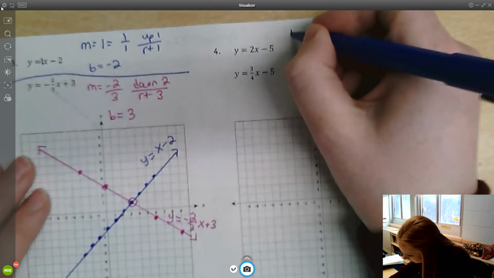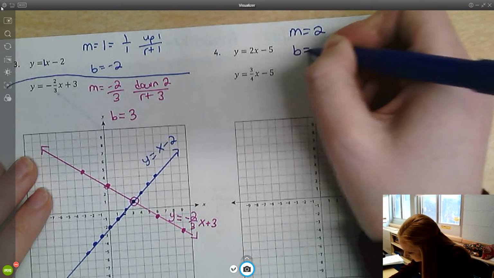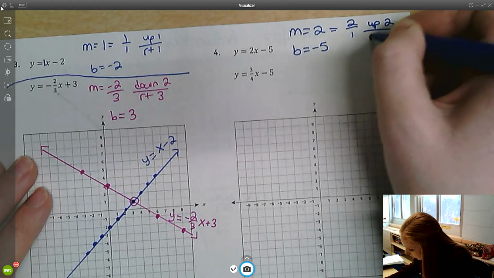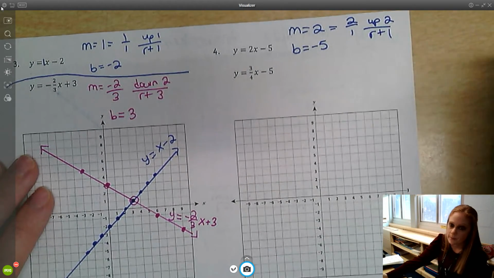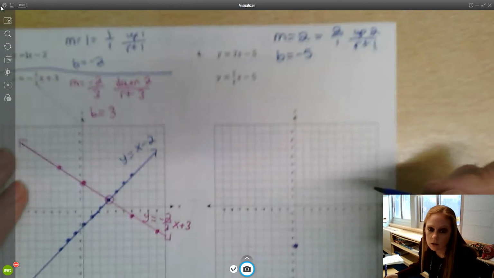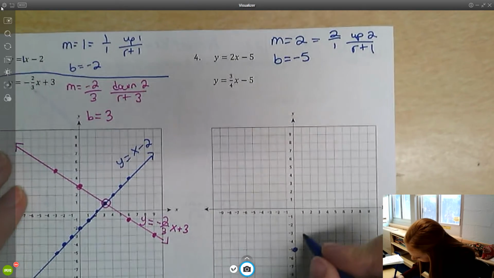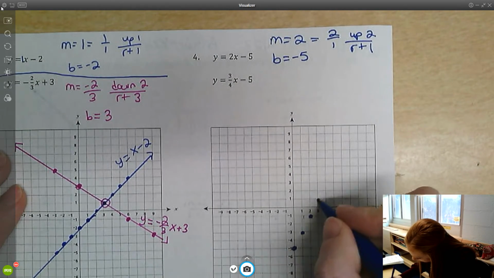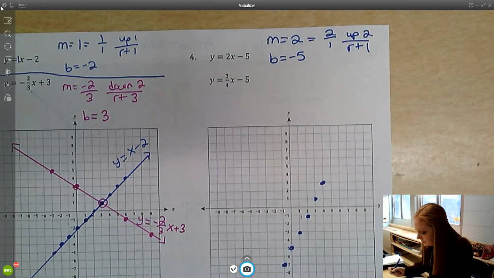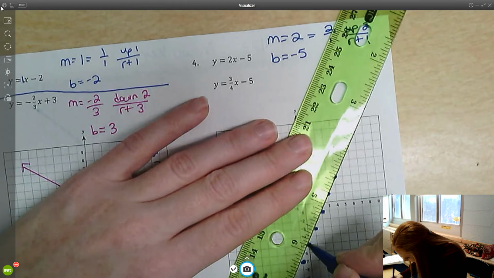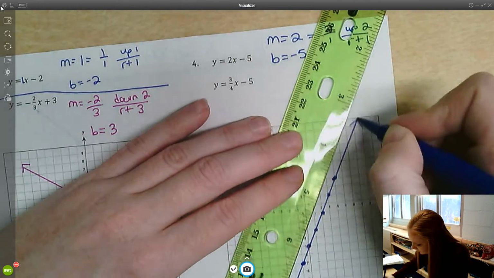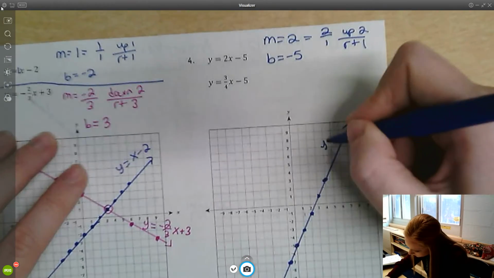Okay, number 4. Our m is 2 and our b is -5. Let's write our slope as a fraction though, so 2/1, which means we're going to go up 2, right 1. And I'm beginning at -5. Up 2, right 1. Down 2, left 1. Extend, arrows, label.